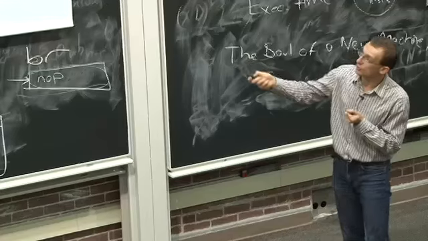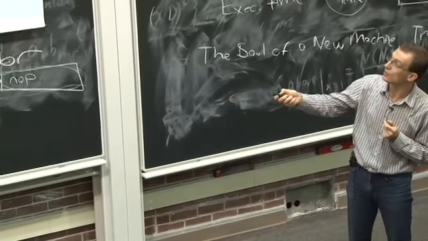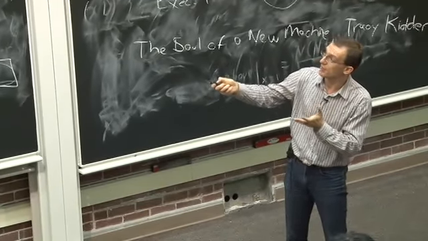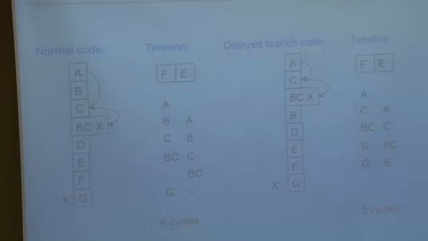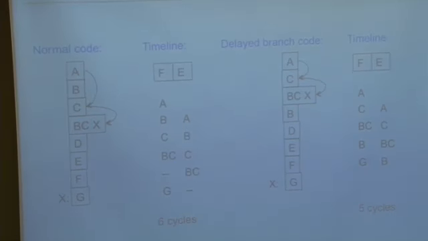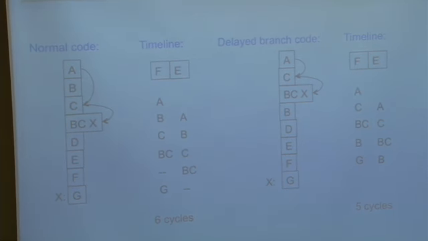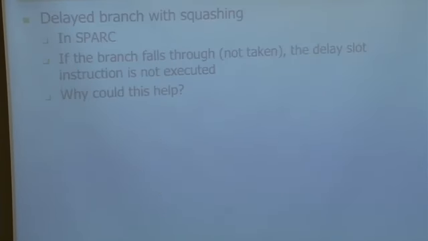So what do you save? Basically, you save 1 cycle in this case, right? You didn't need to stall. And also, if you did branch prediction in this case, you save the branch prediction hardware because you don't need to do branch prediction. So it's nice. Well, we'll see if it's nice later on, right?